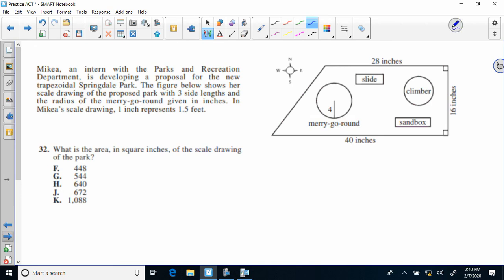So do we care about the merry-go-round at all if we're trying to find the area of the park? And my answer is no. It was superfluous information. They're trying to confuse you. All we care about is the area of the park.